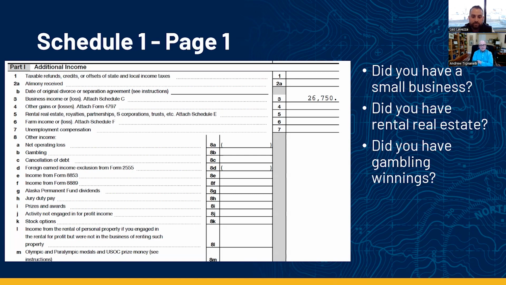This is all part of that postcard tax return that we were promised we were going to have numerous years ago. This is the postcard. It's a little longer postcard than we expected, but it still is the postcard tax return. Anyway, what's next?